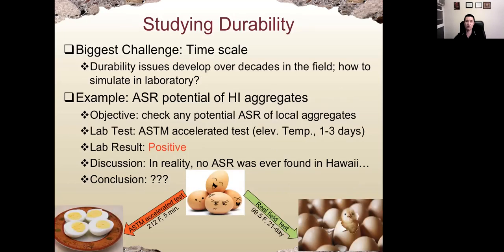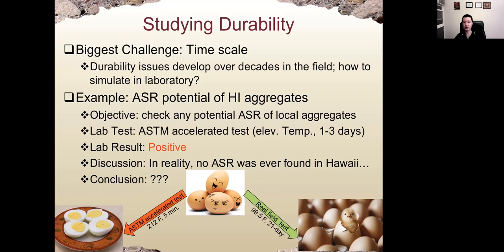All right, so far we discussed freeze-thaw damage. We discussed ASR in the last lecture, and in this lecture, we discussed corrosion of reinforcement and sulfate attack. So next, let's study durability in general.